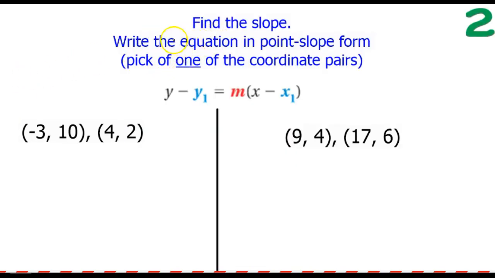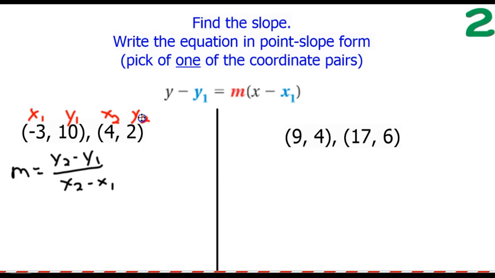Alright, now this one is saying we need to find the slope first, then write the equation in point slope form. So how we find our slope is m equals y2 minus y1 over x2 minus x1. This is our x and y, our x and our y. This is the first x we have, so that's x1. So then this would be x2. This is y1, and that's y2.